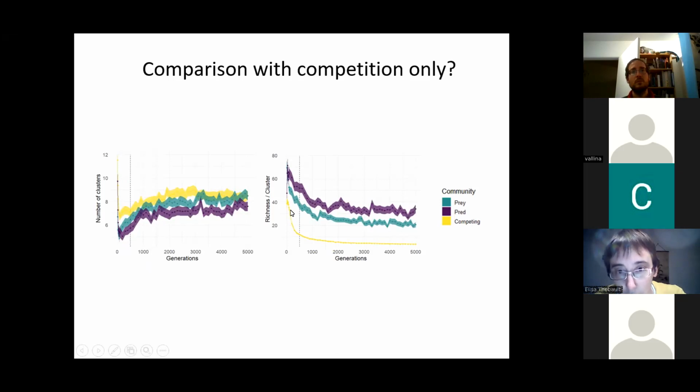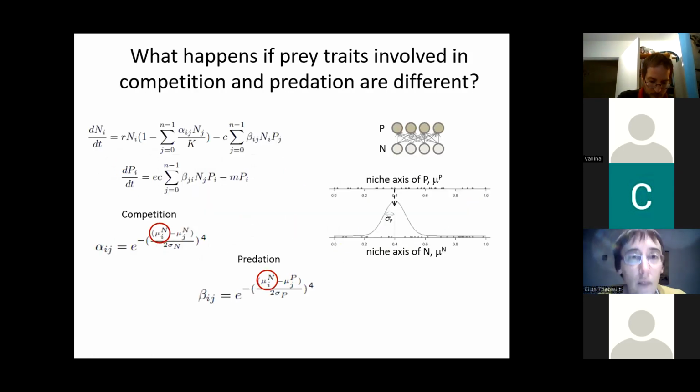And that's what you find rather quickly with competition only in the simulations. At the end of our run, we have basically only one or two species per cluster. However, in our case, for the predator-prey model, the number of species per cluster of course decreases as we go through time, but this decrease is a lot smaller. So in fact, the clusters are more persistent when you have a predator-prey model. Okay, so that's competition only. So yeah, clusters seem to arise quite strongly here.